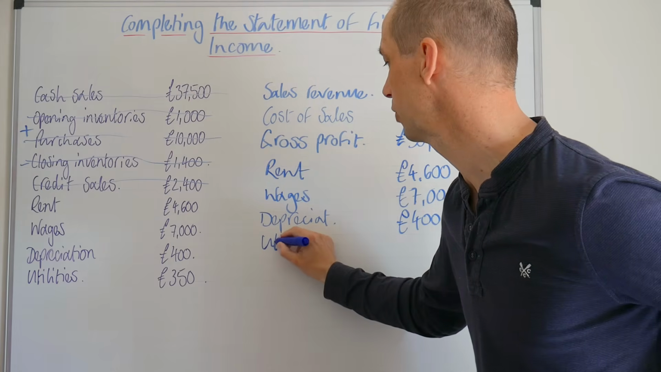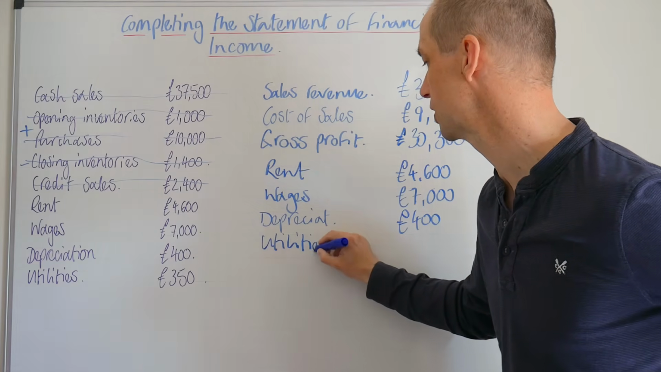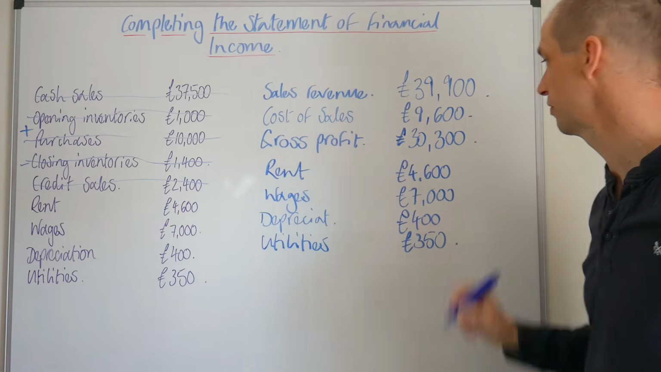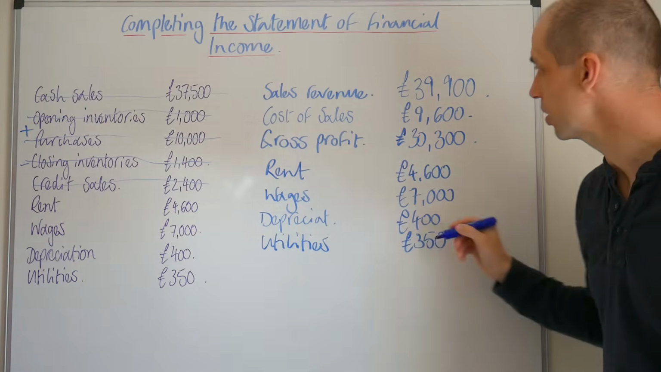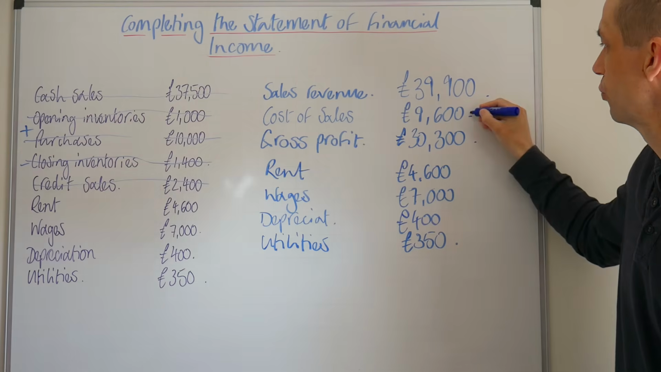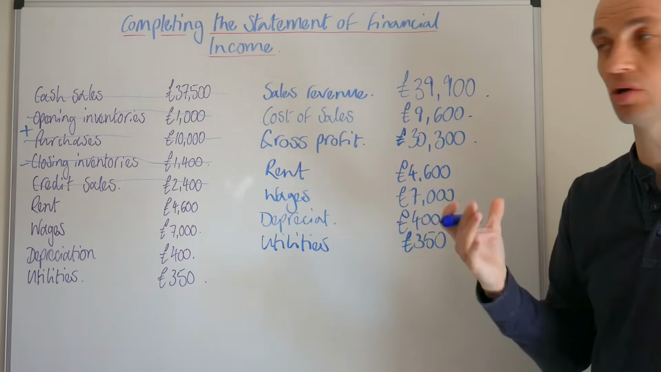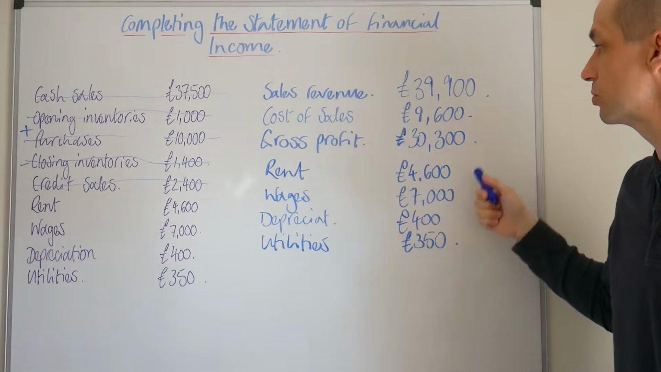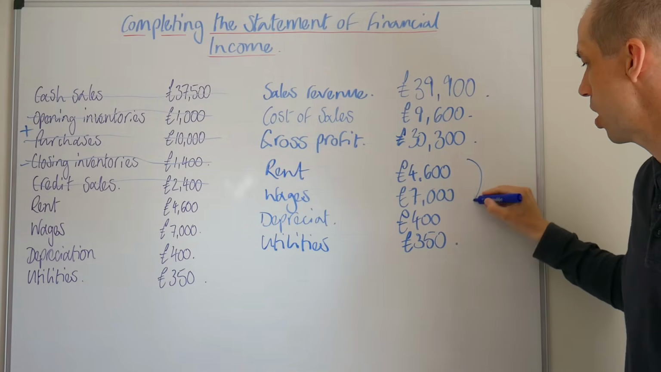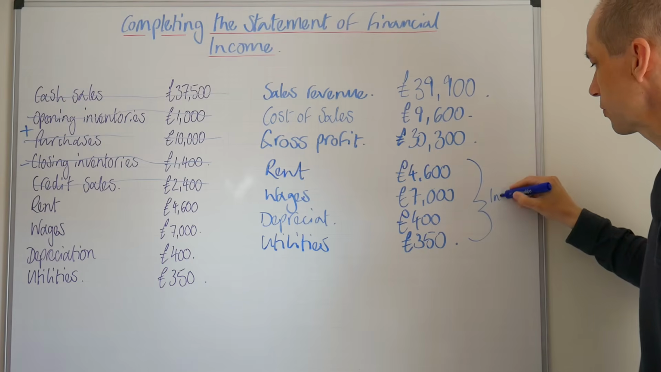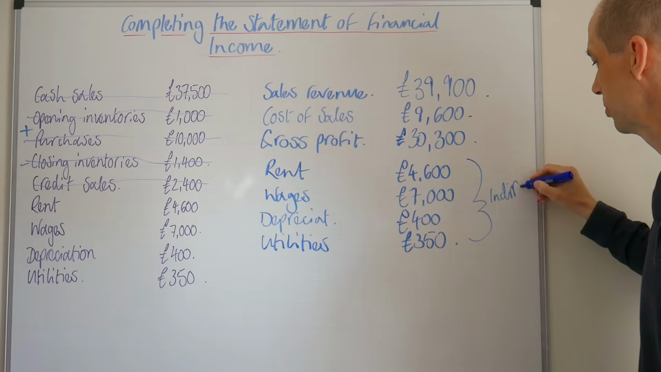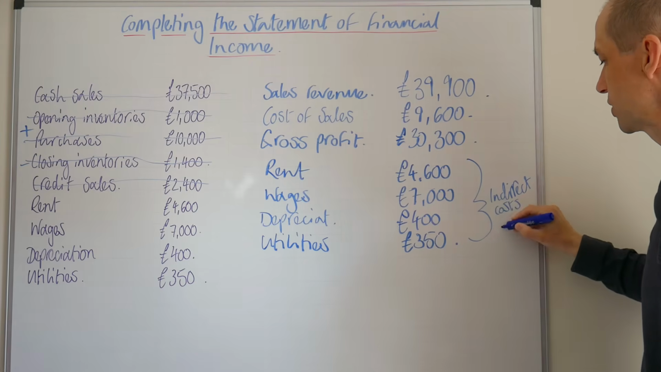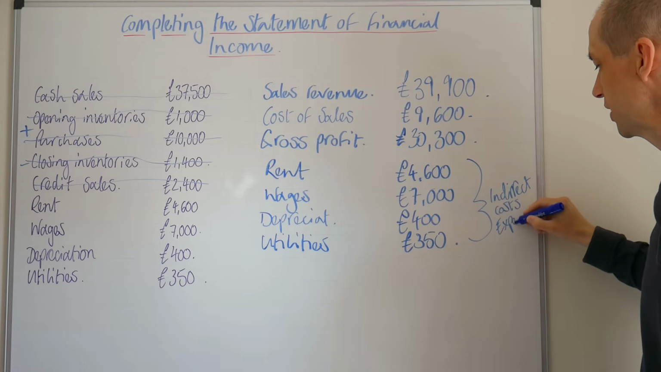And then finally, we've got utilities, which is £350. So we looked at our direct costs here in our cost of sales, and that was opening inventories, purchases, closing inventories. Well, these, as you'll remember, are the indirect costs of running the business, otherwise known as expenses. So these are our expenses.